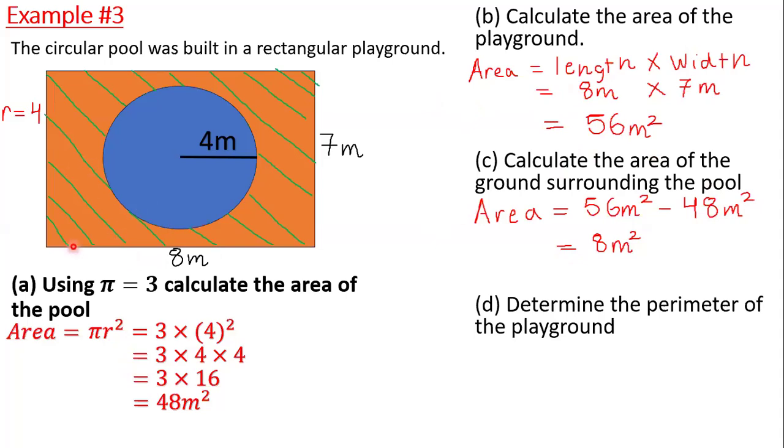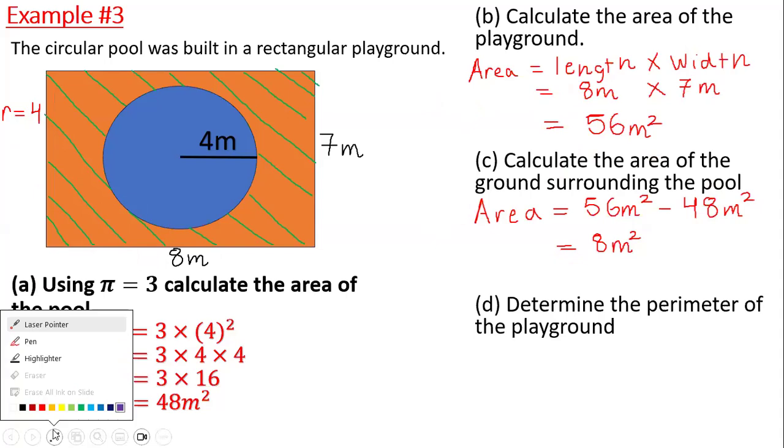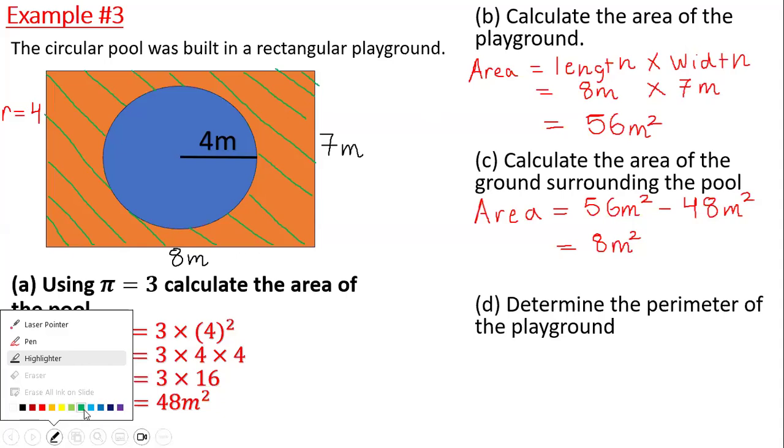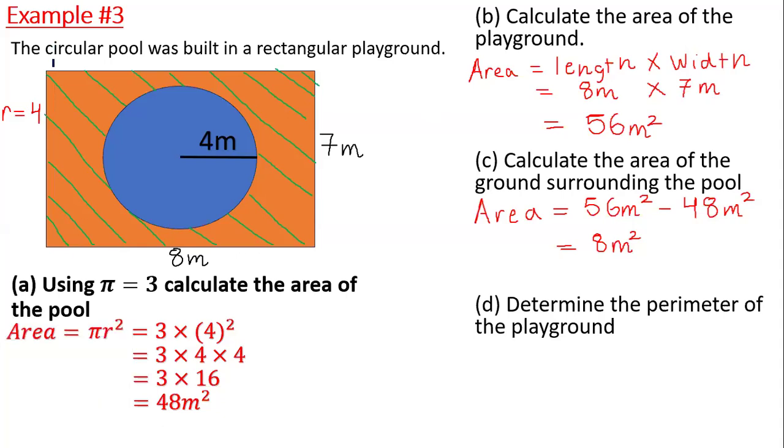Well, okay. In order for you to find the perimeter, you need to know the distance around the shape. That's how you find the perimeter, right? So perimeter is the distance around the shape. So we need to figure out what this distance is, right?